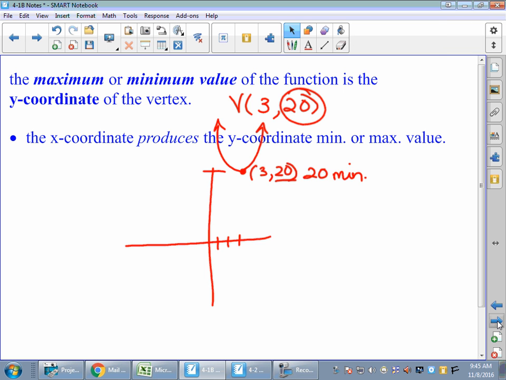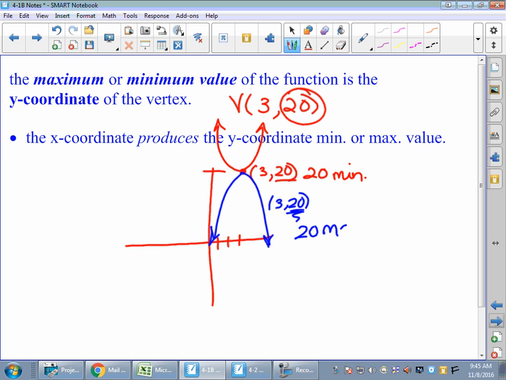If (3, 20) was the top of my parabola, which could happen, then in this case the 20 would be a maximum, meaning that no y value will be higher than 20. All the other y values will be lower than 20. So we're not going to graph today, we're just going to interpret what that means.